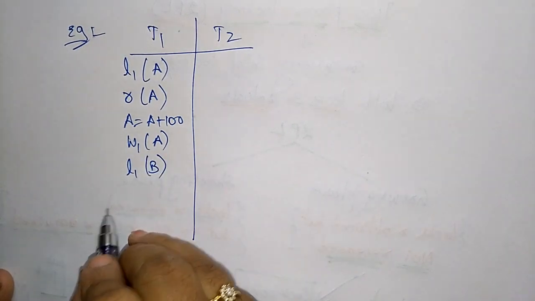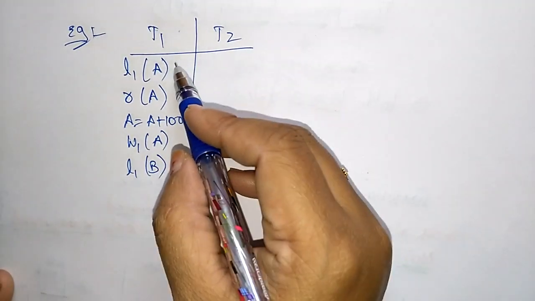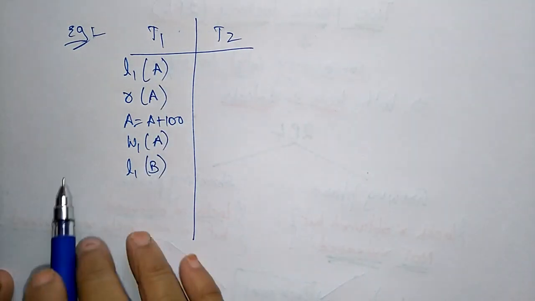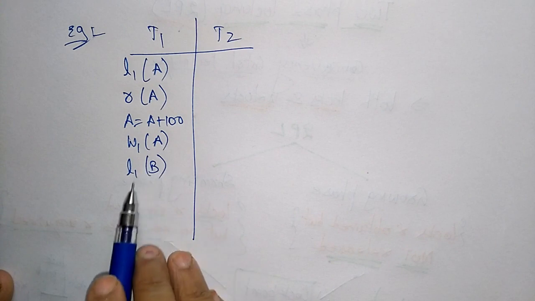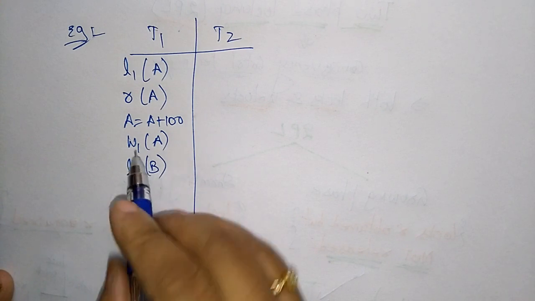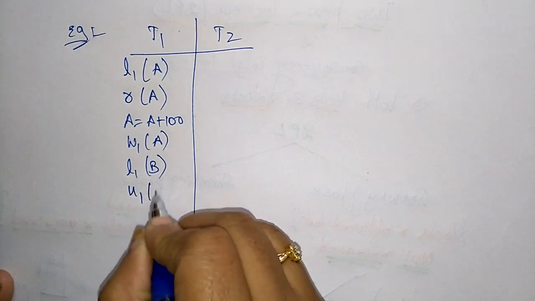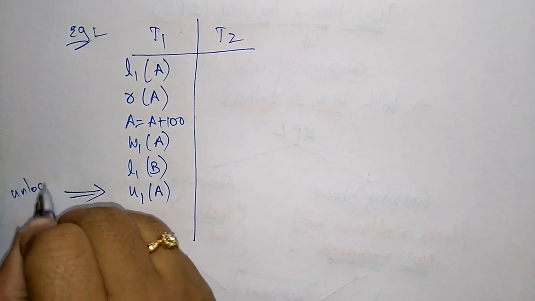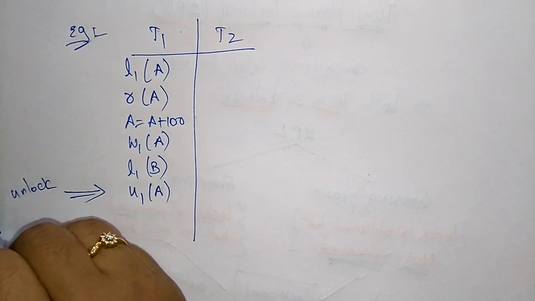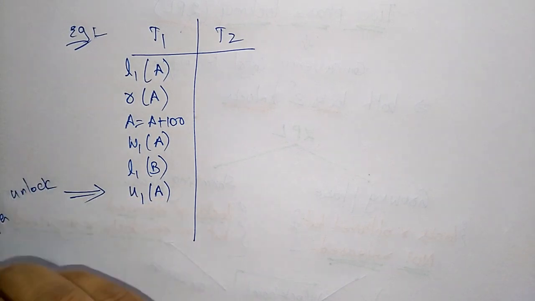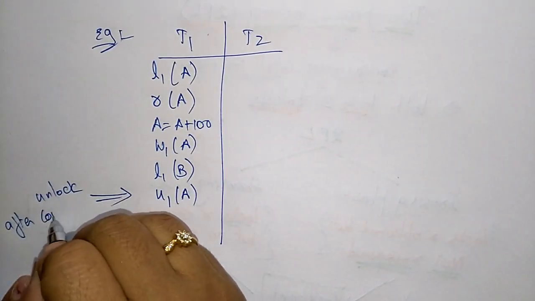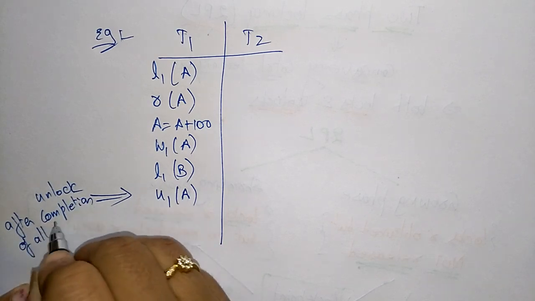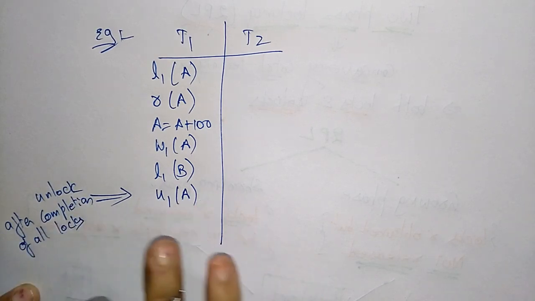After writing, you lock another data item. So in this transaction, one data item is locked, and it does the operation and writes that data item also. Then lock B. Now unlock A. After completion of all locks only, you can unlock.